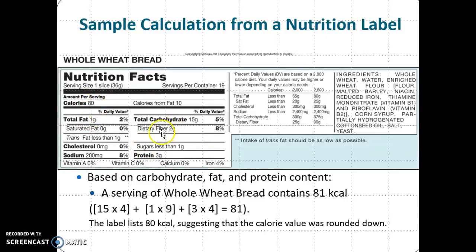When you see the fiber underneath the carbohydrate, that is included. The total carb includes the fiber. It includes the sugar. So you don't need to make this a separate calculation. It's all included in the 15. Same with the fat. The total fat incorporates the saturated and the trans fat. So you don't need to figure those out separately.